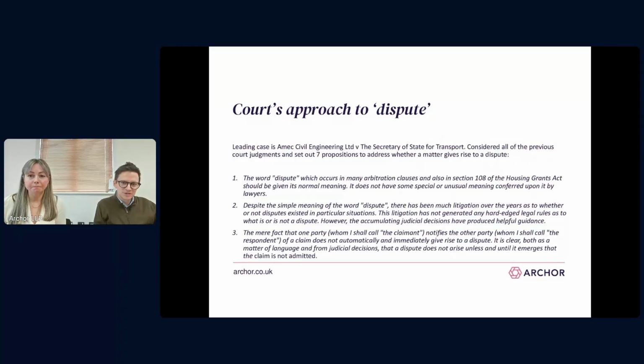Okay, so on the screen and on the next slide is a case called AMEC and the Secretary of State for Transport. And there are some principles in there around when a dispute crystallises. I think the main points for me are points 3 and 4 on this slide and the next, which is that for a dispute to arise, there needs to be a claim by one party which isn't admitted by the other party. And that can be either expressly, as in the other party writes back and says, I don't agree, I reject your claim. It could be by implication, so by an exchange of correspondence after the claim, it could be clear that the other party doesn't accept it.